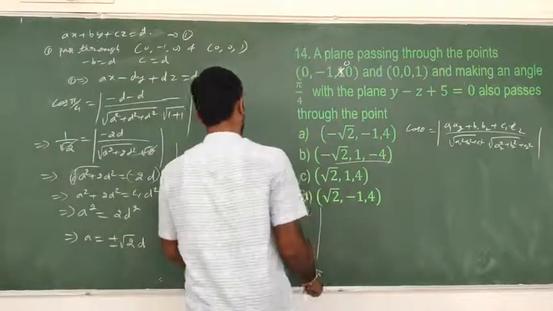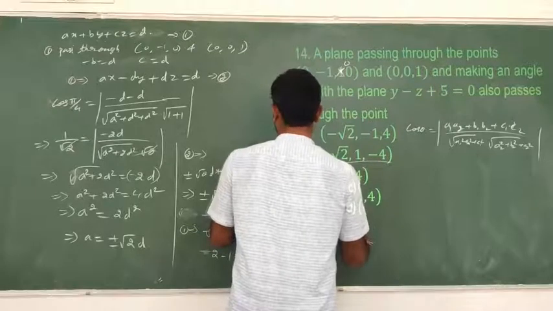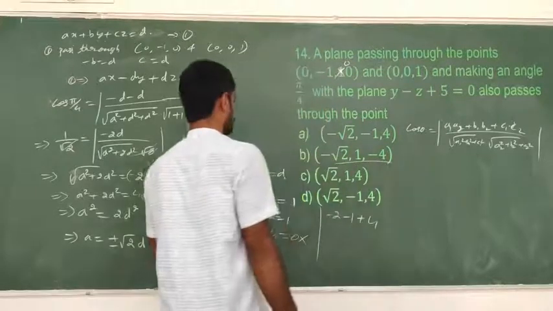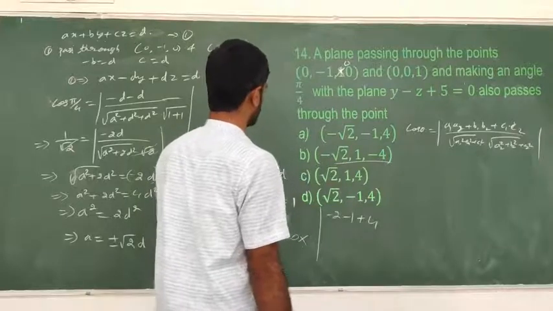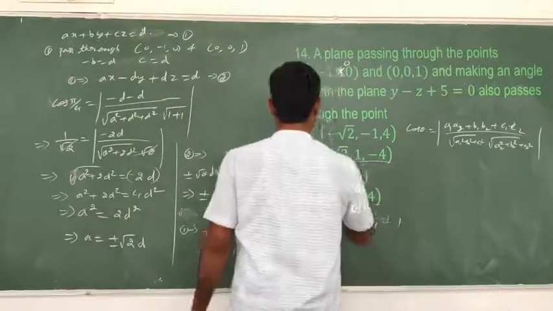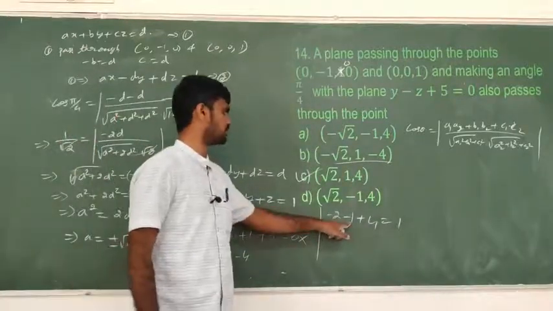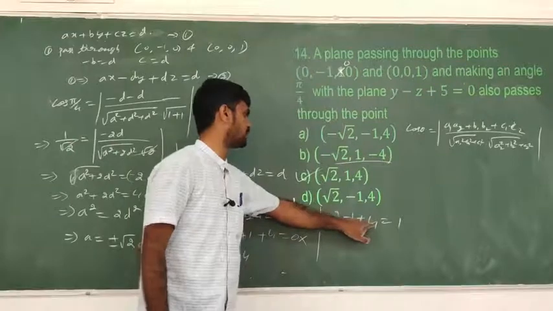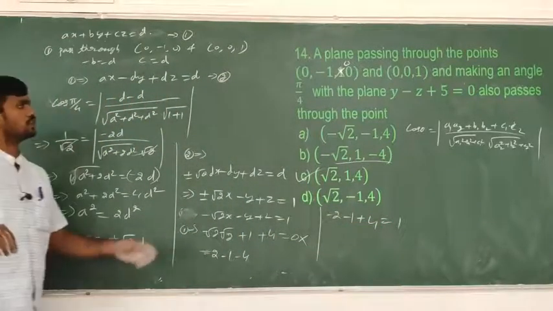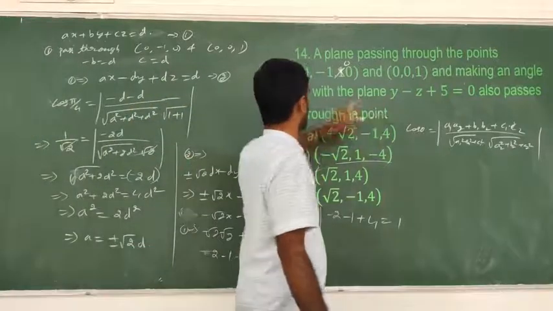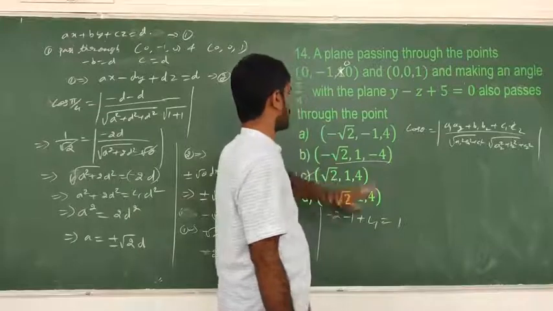Next, taking option C: minus root 2 into root 2 is minus 2, minus 1 plus 4, that is equal to 1. Therefore option C is satisfied. Look, minus 3 minus 1 is minus 2 minus 1 is minus 3, minus 3 plus 4 is 1. This is equal to 1. Then option C is the right answer. Therefore that plane passes through the point root 2 comma 1 comma 4.